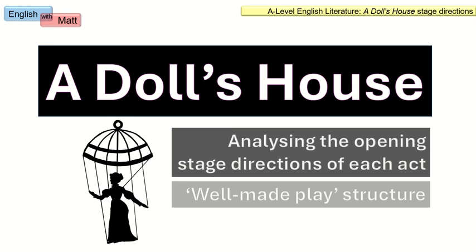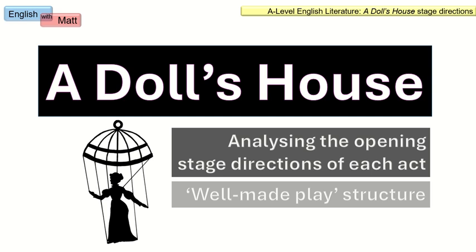Today we're going to be talking about A Doll's House, and I'm going to be focusing mainly on the way in which all of the three acts begin in terms of the stage directions, because the stage directions can actually tell us a lot about how we're supposed to interpret the setting and the characters, and also some contextual details as well. I'm going to finish this video by focusing on what's known as the well-made play structure, which will become clearer towards the end of the video.